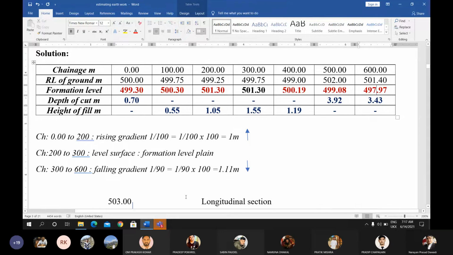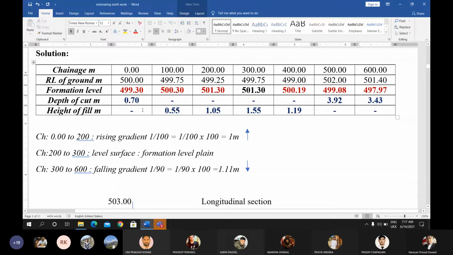Now, in the first 0 meter channel, the RL of ground is higher than the RL of the formation. If the formation level is lower than the RL of ground level, then that is cutting. Ground level is above the formation level. We have to bring the road to the formation level, so at that time we have to excavate the soil of that area. So ground level is higher than the formation level; there is cutting. Deduct 499.30 from 500. You will get the value of 0.70 in cutting.